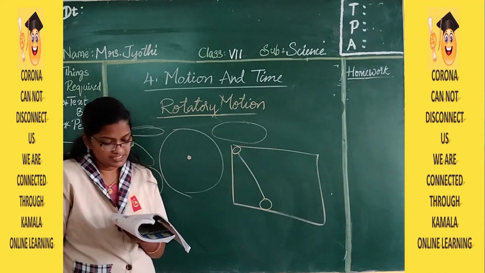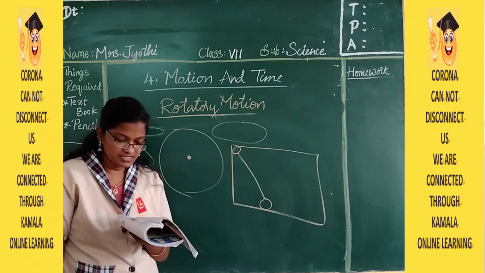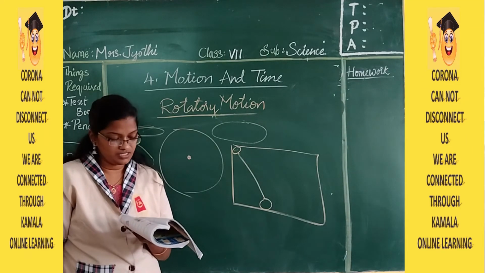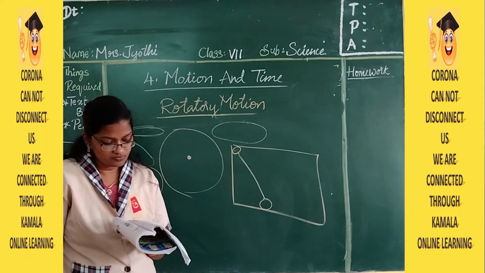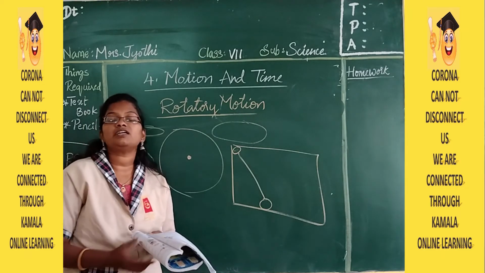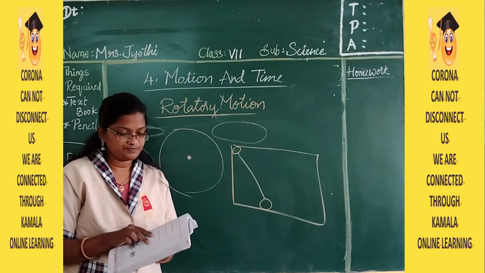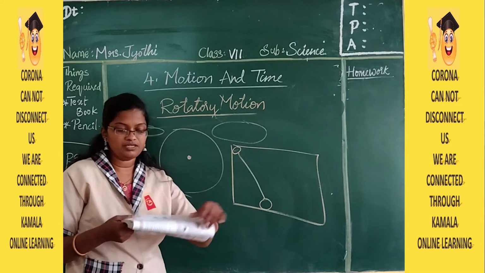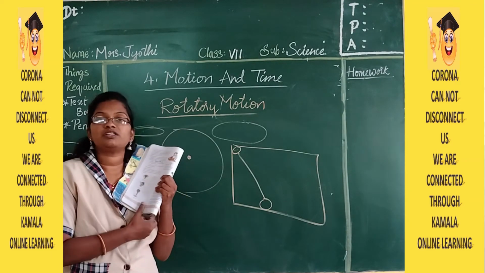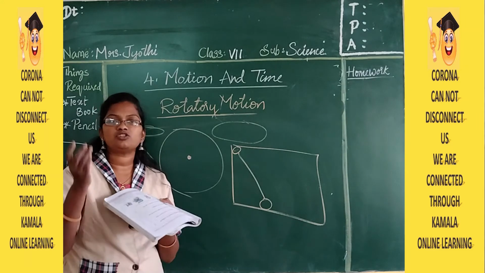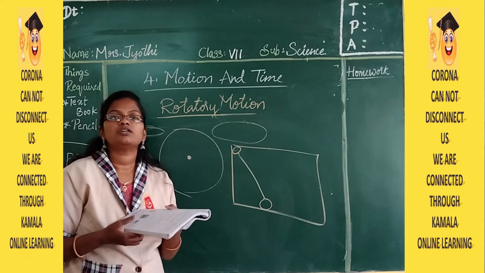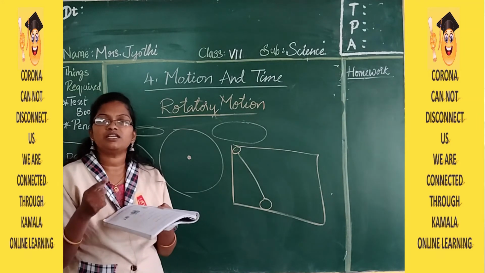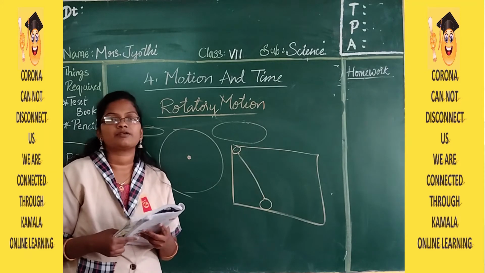Thus, in the above example, the ball possesses translatory and rotatory motion. Can you give some more examples of objects having both translatory and rotatory motion? Yes, you can write down 2 or 3 examples here itself. Just now I told you, a chalk piece rolling on the book. In this, both translatory and rotatory motion are there.